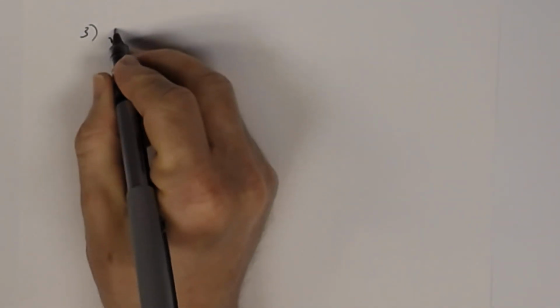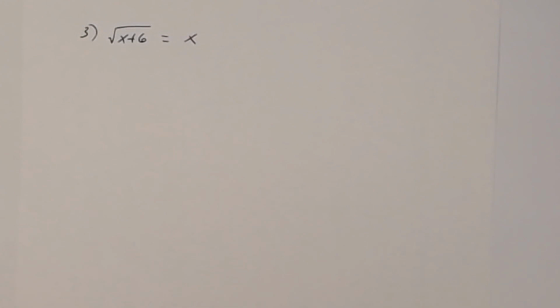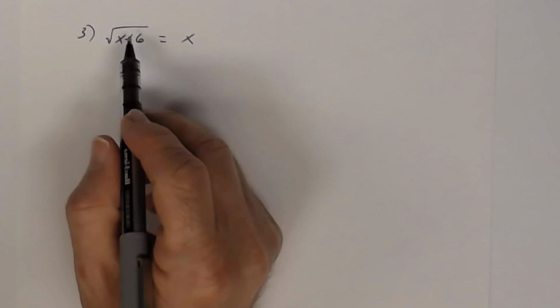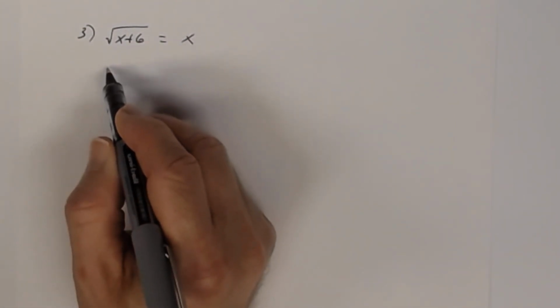In number 3, we have the square root of x plus 6 equal x. Notice that again the square root symbol is already by itself. So the next step is to raise both sides to a power equal to the index to get rid of that square root symbol.